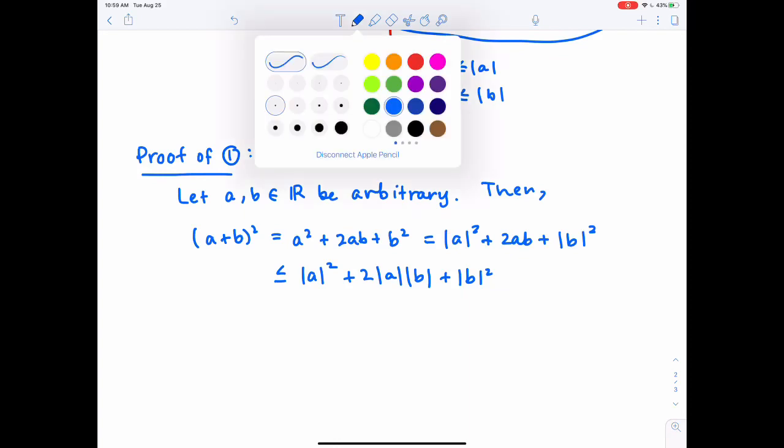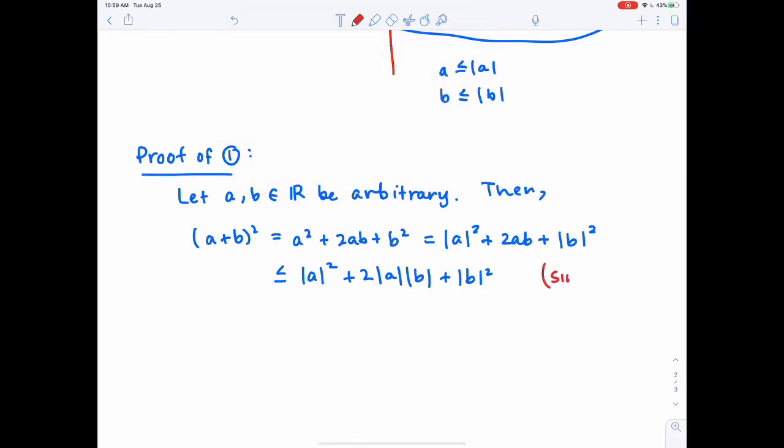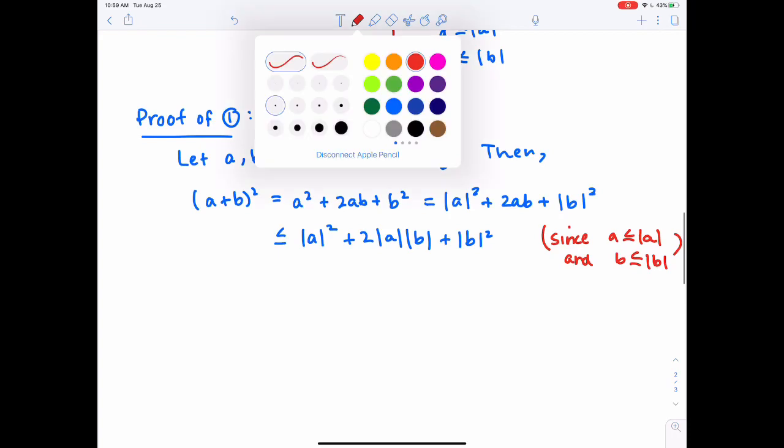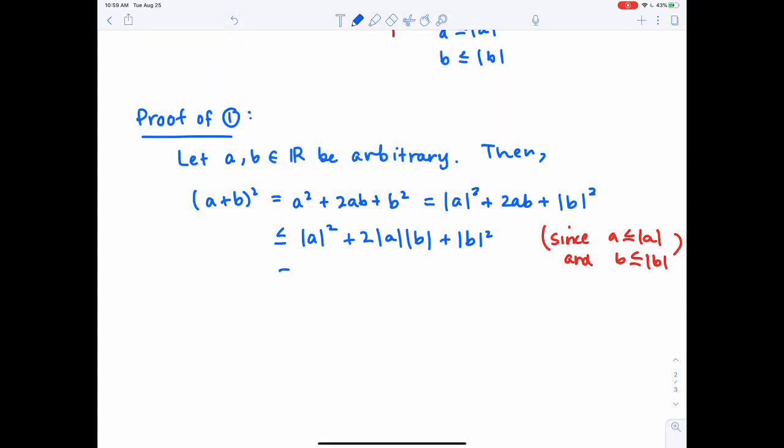You may want to make a note here. This is since a is less than or equal to the absolute value of a, and b is less than or equal to the absolute value of b. And then factoring this, we have the expression we were looking for. And then applying square roots to both sides.